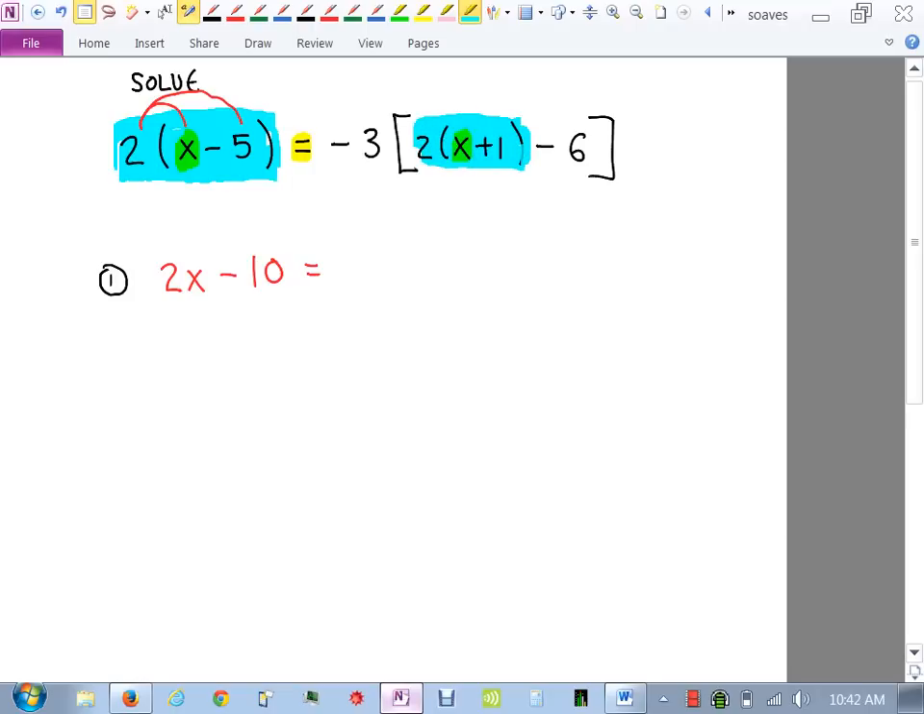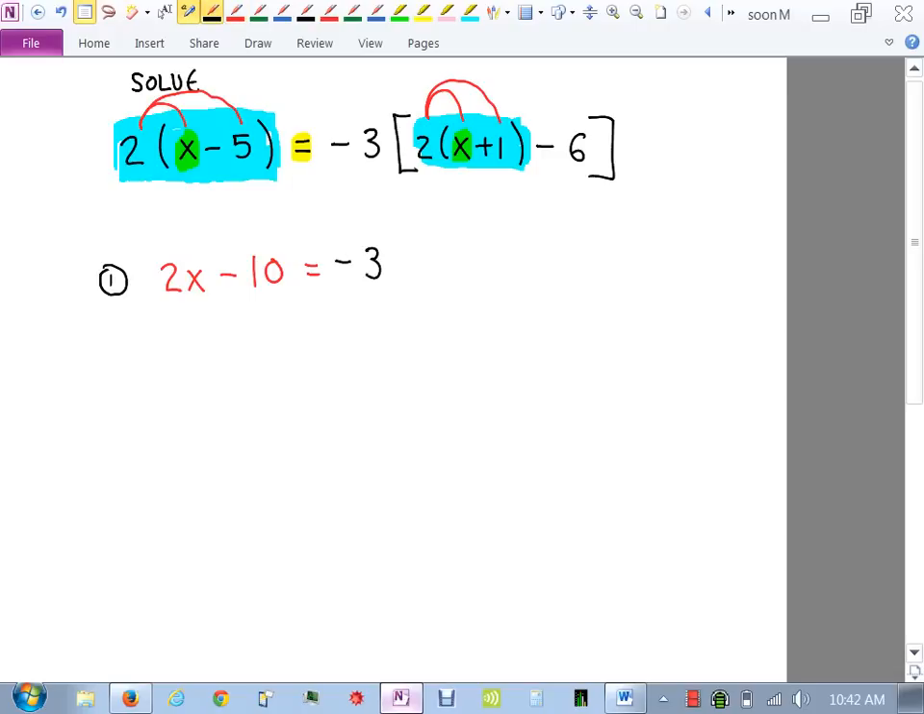So the rule is that you work your way from the inside out. So I go inside to that 2 times x plus 1. I multiply that 2 through. So let's do that. What do I get here? 2x plus 2.